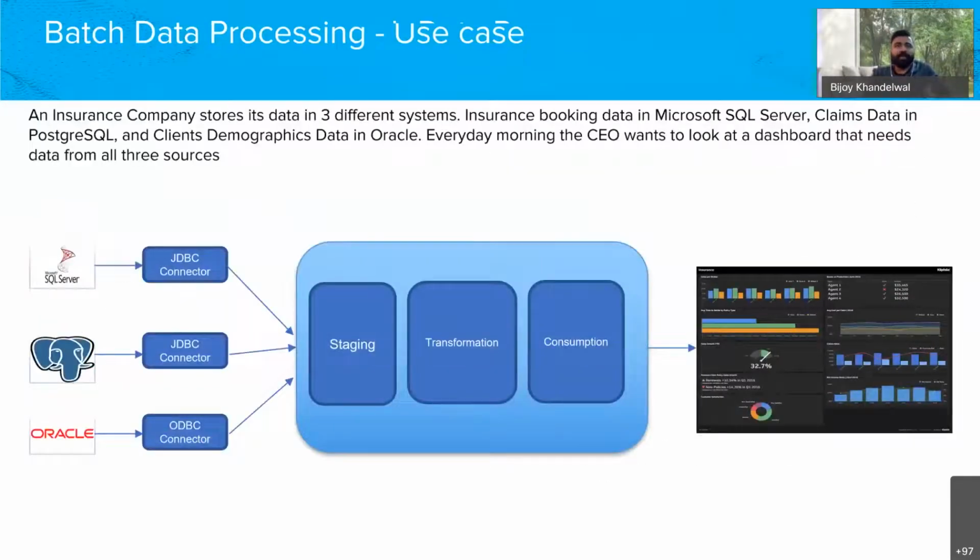Now the use case, as I was telling, for batch data processing. Consider an insurance company that stores its data in 3 different systems. One is Microsoft SQL Server, claims data in PostgreSQL, and a client's demographics data in Oracle. So again, you have JDBC connectors to all these 3 sources. And the CEO wants to look at a dashboard that needs data from all 3 sources. And he wants to see it every morning.